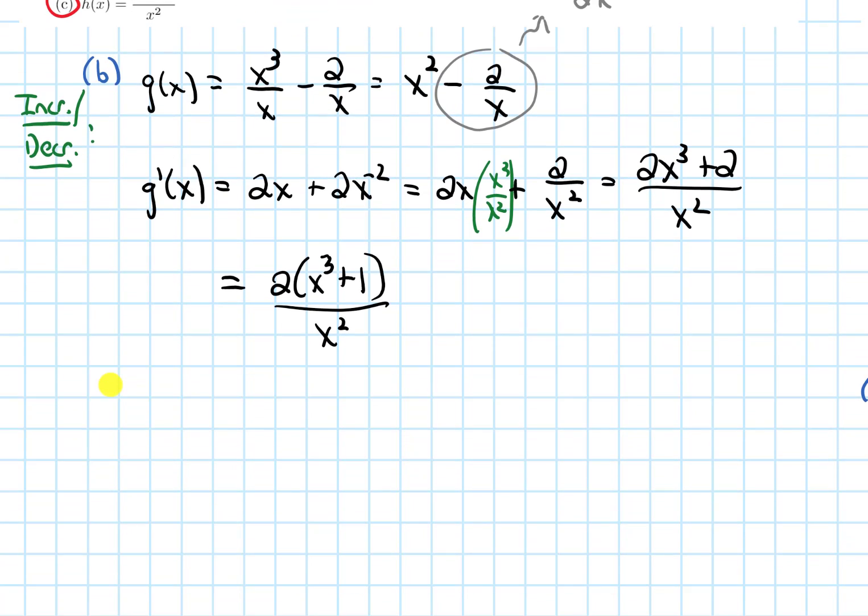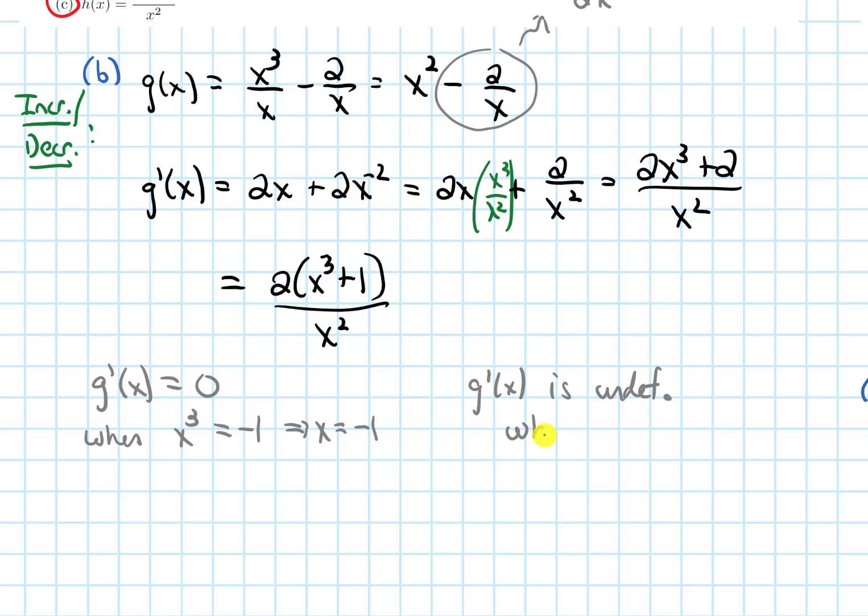I need to now figure out when this is equal to 0 and when it is undefined. So g prime of x is going to be equal to 0 when, for the fraction to be 0, the numerator has to be 0. So this happens when x to the third will be equal to negative 1, and that happens when x equals negative 1. When is this undefined? My derivative is undefined when the denominator is 0, and that occurs when x is 0. So these are my cut points of the derivative function.